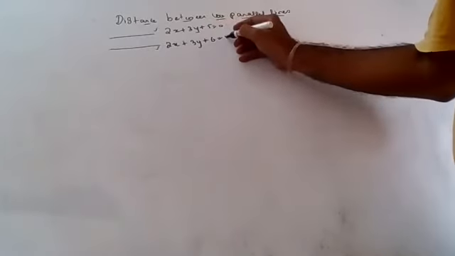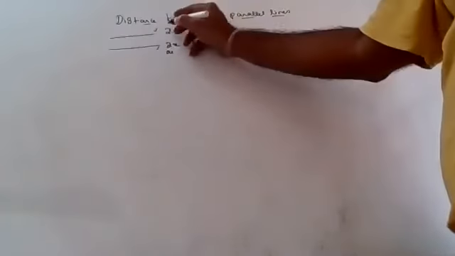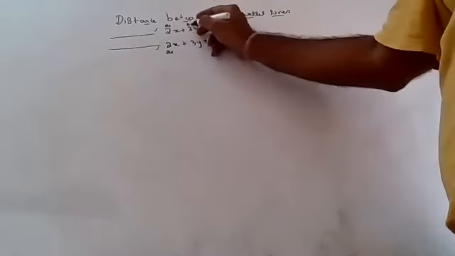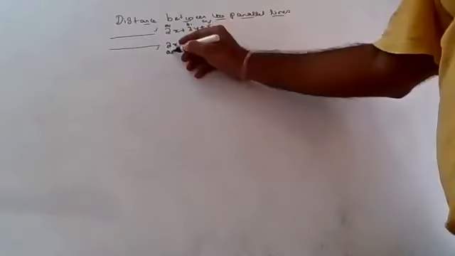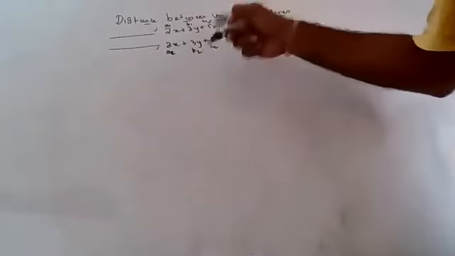Do you remember, children? Only this will change. This is called A1, this is called B1, this is called C1. This is called A2, this is called B2, this is called C2. Only C1 and C2 were changing. When we were deriving the equation for parallel lines, only C1 and C2 were changing. A1, B1, A2, B2 for parallel lines will always be equal.